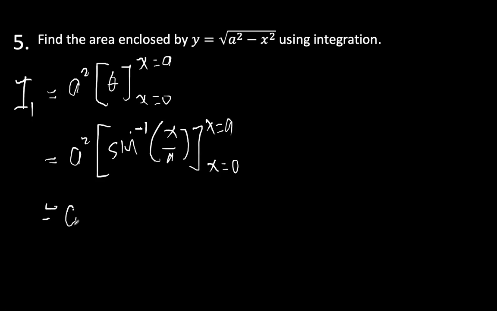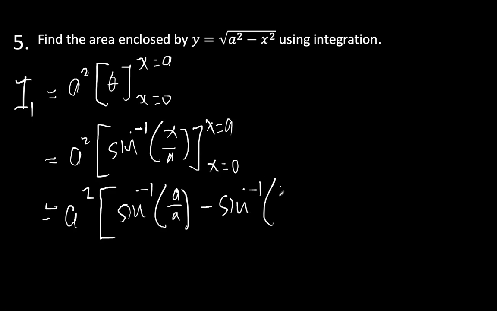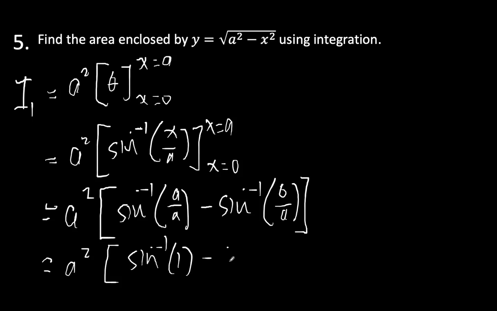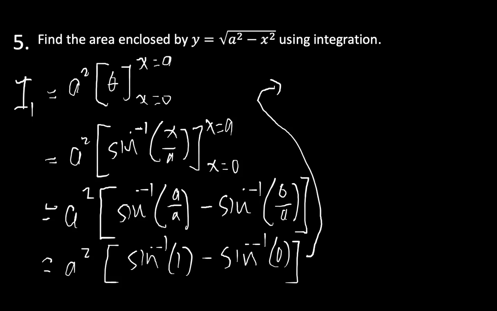So we have A squared, and by the way, guys, we're just on integral number 1. So we have the inverse of sine of the upper limit, A over A, minus the inverse of sine of the lower limit, 0 over A. Okay, so let's simplify if we can. This is the inverse of sine 1 minus the inverse of sine 0. We need to simplify this and this.